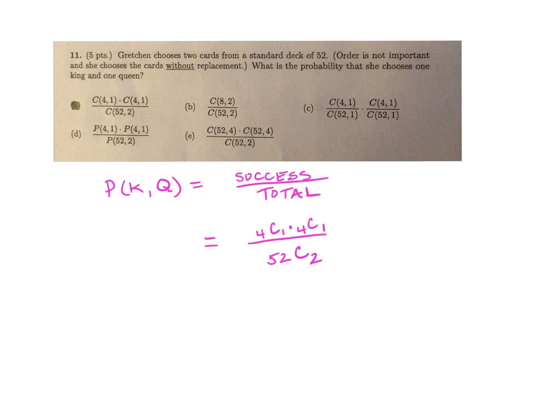Well, the total is just going to be 52 choose 2 because there's 52 cards and we're going to choose 2. The top numbers now, we just have to look at a king and a queen. We don't have to worry about any overlap there. You can't be a king and a queen. So the first choice would be a 4 choose 1. And the second choice would also be a 4 choose 1 because there's 4 kings, you're going to choose 1. There's 4 queens, you're going to choose 1. And so that means that choice A is the correct answer here.